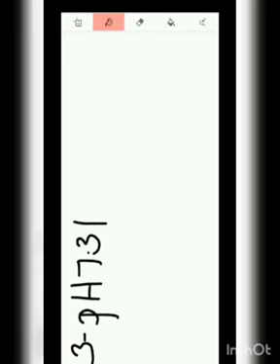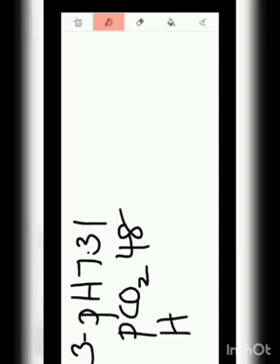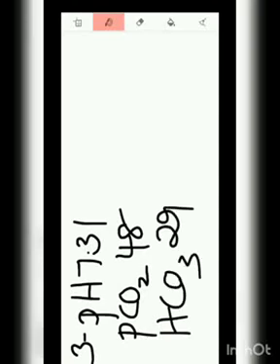The pH value is 7.31. Then PCO2 is 48. Then bicarbonate, its value is 29. Okay, try to identify. First, we have to see the pH. Has it increased or decreased? It is decreased. It means it is acidosis.